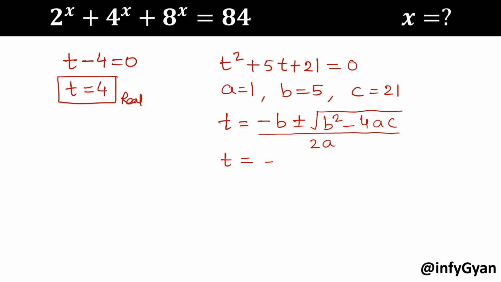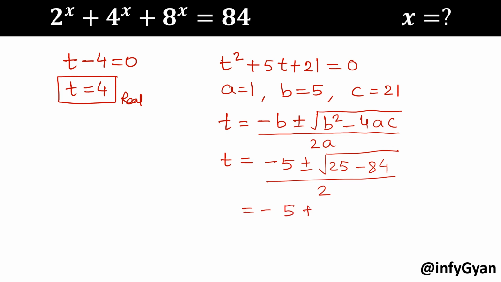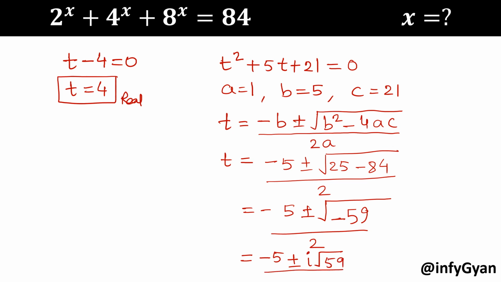Now apply the values. Minus 5 plus minus square root of 25 minus 84, divided by 2. If you take away this 84 from 25, there will be a negative value, which is minus 59, divided by 2. So the negative of a square root means a complex number, an imaginary number, iota will come into the picture. You will be writing this as minus 5 plus minus iota times root 59 divided by 2. So two roots are with plus sign and minus sign.